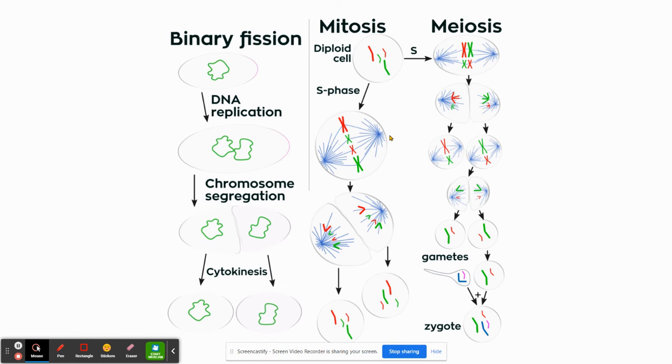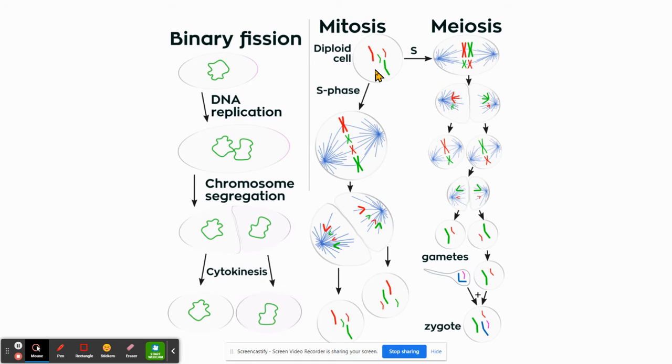So I'll just start out by showing you these three forms of reproduction. The first one is binary fission. This evolved first. Most prokaryotes do this, or single-celled organisms. They just have one chromosome. All they have to do is duplicate that chromosome, and then the cells separate. So they're really good at reproduction. If you get a bacterial infection, it can get bad really fast.